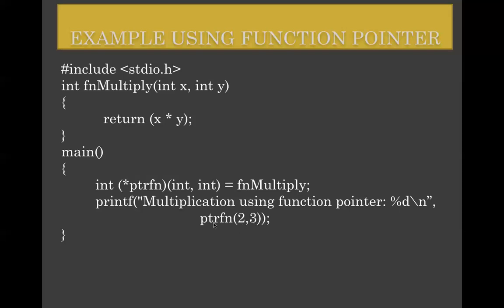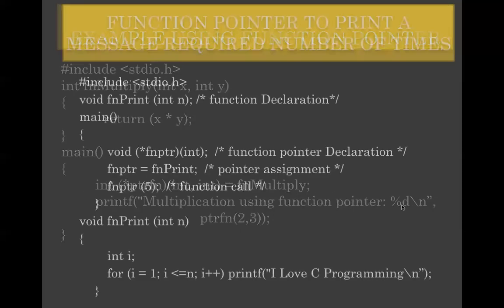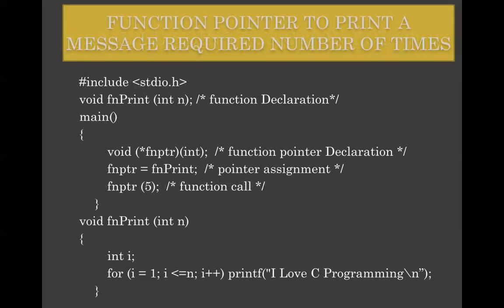So this ptrfn is going to point to the location of fn multiply, correct? So it automatically goes here. It points to that particular location and you're passing these values 2 and 3. So x becomes 2 and y becomes 3 and you return 6. So it prints multiplication using function pointer colon 6, right? Another example using function pointer, very similarly.